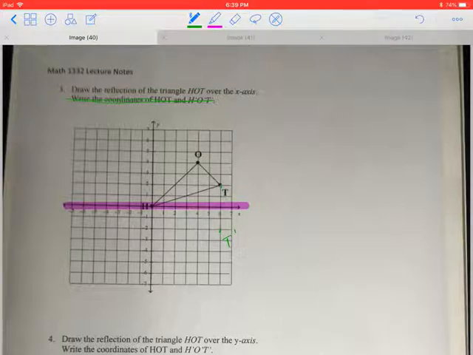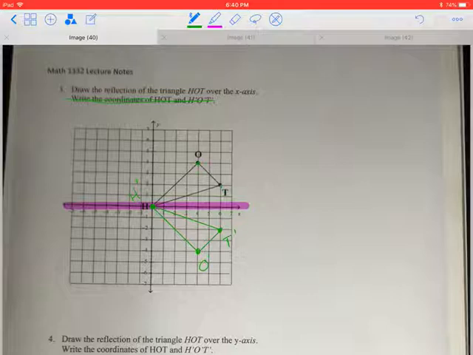And then for O, it's 1, 2, 3, 4 away from the line, so I go 1, 2, 3, 4 on the other side, and that'll be O. Now notice that H is on the line, so it's going to stay on the line. It's not going to move when we reflect. So I'm going to go ahead and label that H prime as well. And then we just need to draw in our triangle, and it should be a mirror image of the one we had before, reflected over the x-axis.